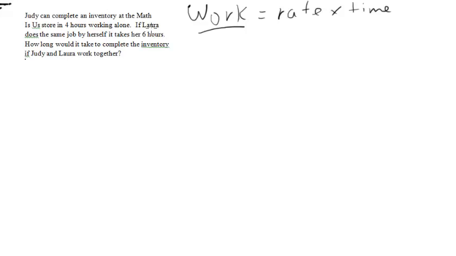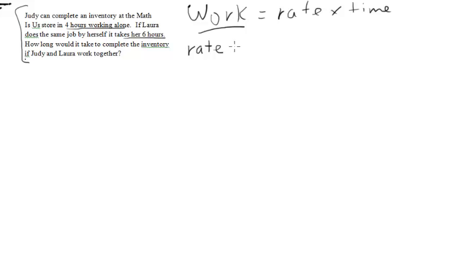Now, the rate is a little bit different in a work problem. In a distance problem, we're usually given the rate, miles per hour, feet per second, meters per second, whatever. But in a work problem, we're not usually given the rate. We're given how long it takes the person to do a job. So if we read this problem over here now, you see Judy can complete the job in 4 hours working alone. Laura can do the same job by herself. It takes her 6 hours. So they tell us how long it takes for them to do one job.